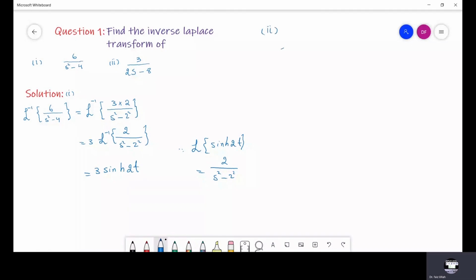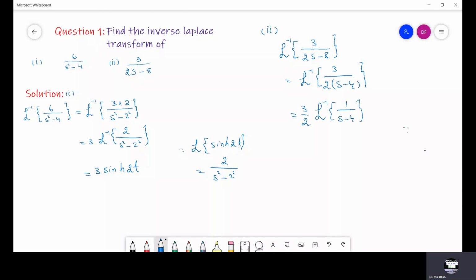In part number 2, we have to find the inverse Laplace transform of 3 divided by 2s minus 8. Now this can be written as the inverse Laplace transform of 3 divided by, taking 2 as common, s minus 4. Now from here we can take 3 by 2 outside from the inverse Laplace transform, and we can write 1 over s minus 4.